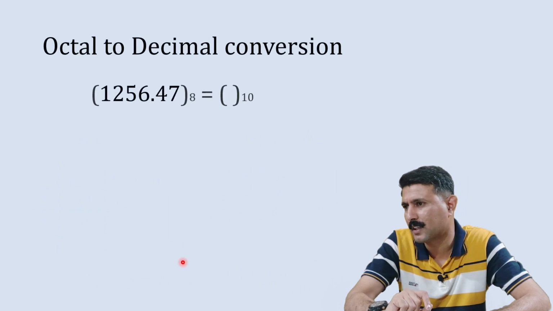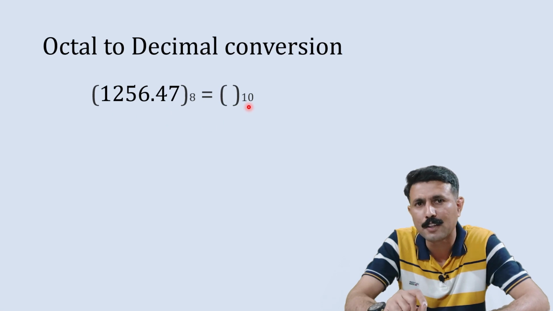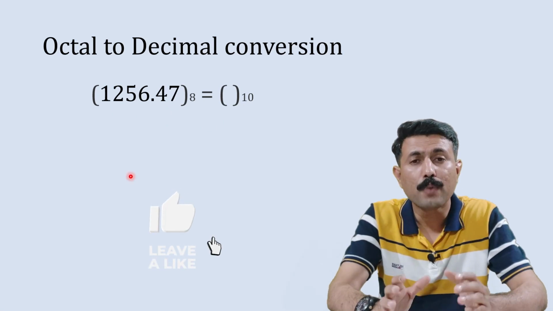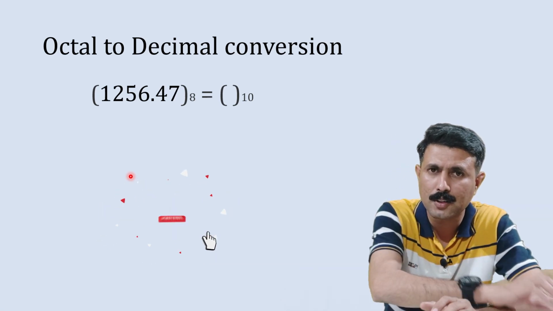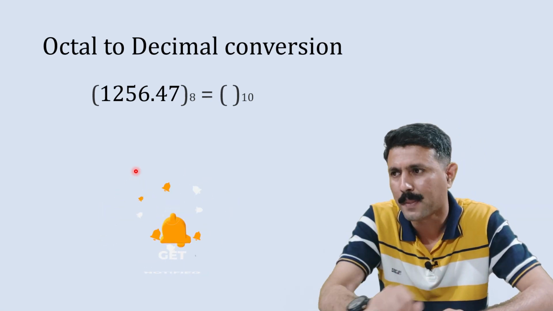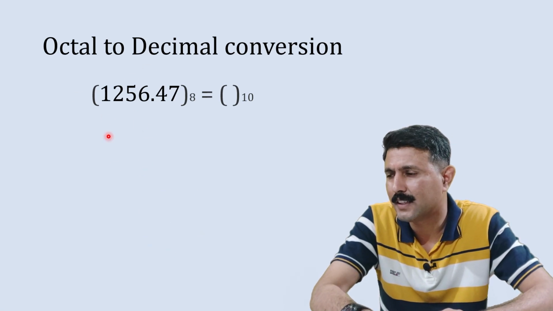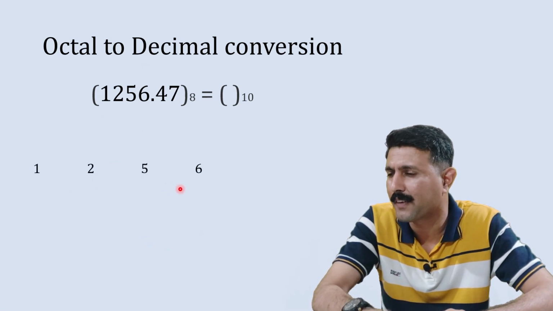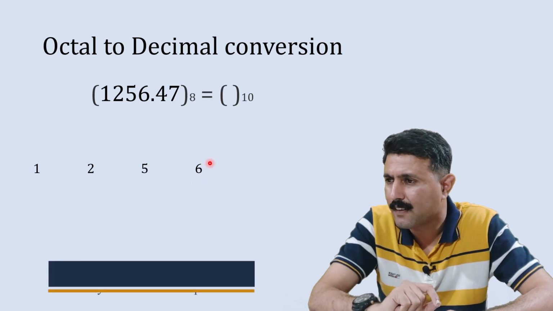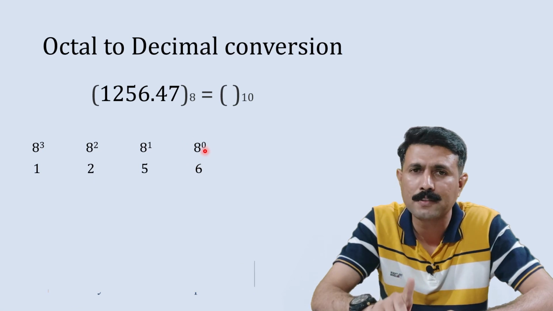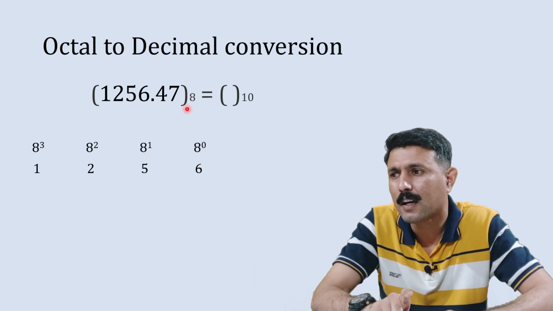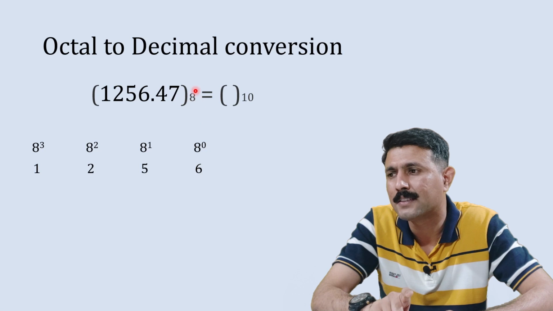The next thing we are approaching is octal to decimal conversion. Here we have this octal number which we are supposed to convert into decimal number. So whenever you want to convert any number system into decimal number system, you are supposed to use this method. So first we'll go for this integer part 1256. We'll write it like this, and then we'll write the weightage of this number with reference to the base of that number system. Here our number system is octal, so base is 8.